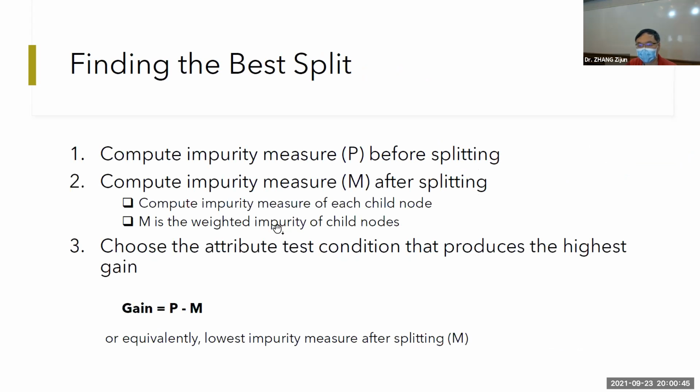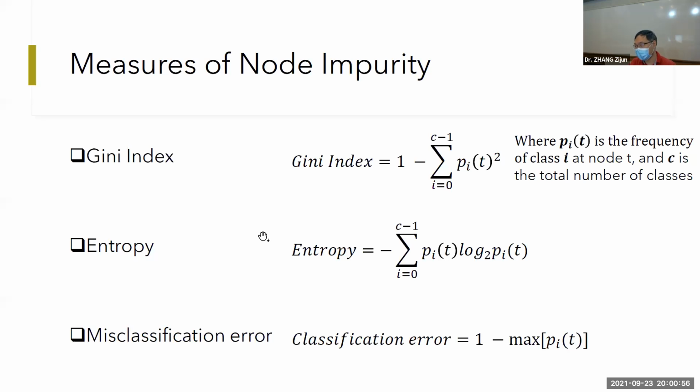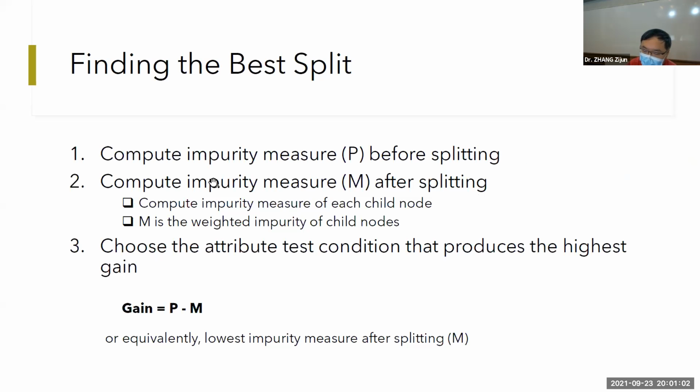And then next, we will talk about how to use the impurity measures to do the split, to find the best split. So in finding the best split, you can use either one of these three measures, okay? It does not matter which one, but you can pick one.